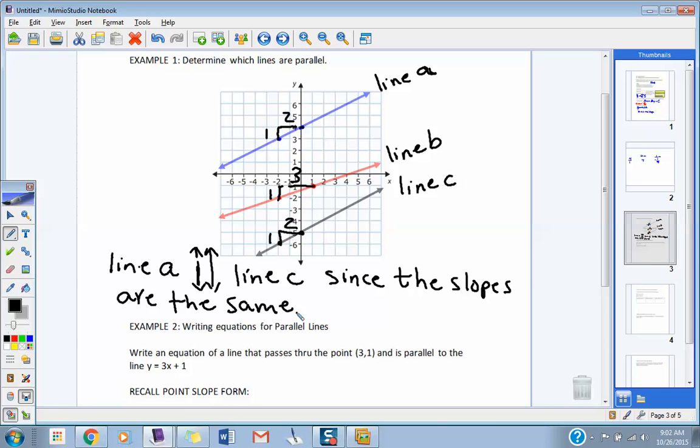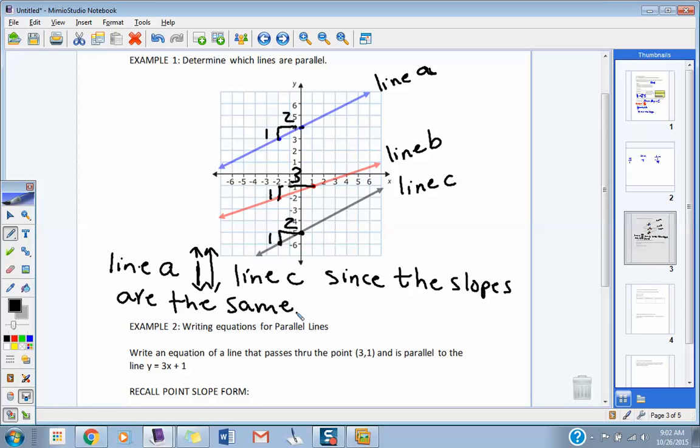And this is going to be the big idea today of really what you're trying to accomplish: writing some equations for parallel lines. We'll also look at an example for perpendicular lines as well. But here's the deal. It says write an equation of a line that passes through the point (3, 1) and is parallel to the line y = 3x + 1. Okay, this might be where Desmos comes in good as a visual for you. So I'm going to pull this up here.